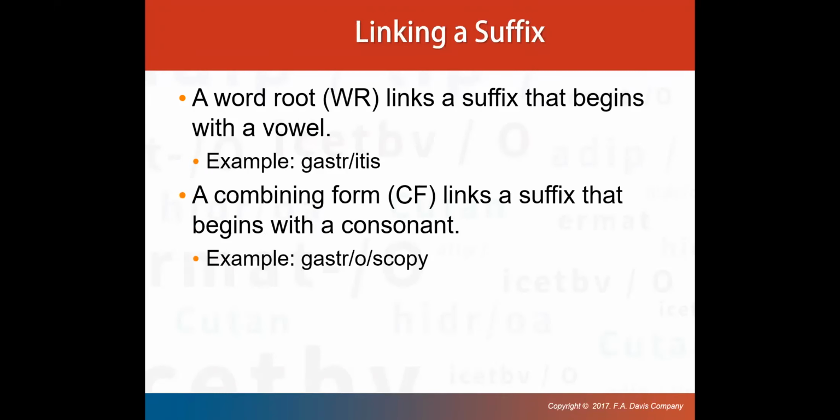So a word root links a suffix that begins with a vowel. So in other words, like gastritis. So the combining form links a suffix that begins with a consonant. That's really the only difference: with the word root, the suffix starts with a vowel. With the combining form, the suffix starts with a consonant. So the combining form example here is gastroscopy, because it'd be really hard to say gastroscopy without that O there, right?